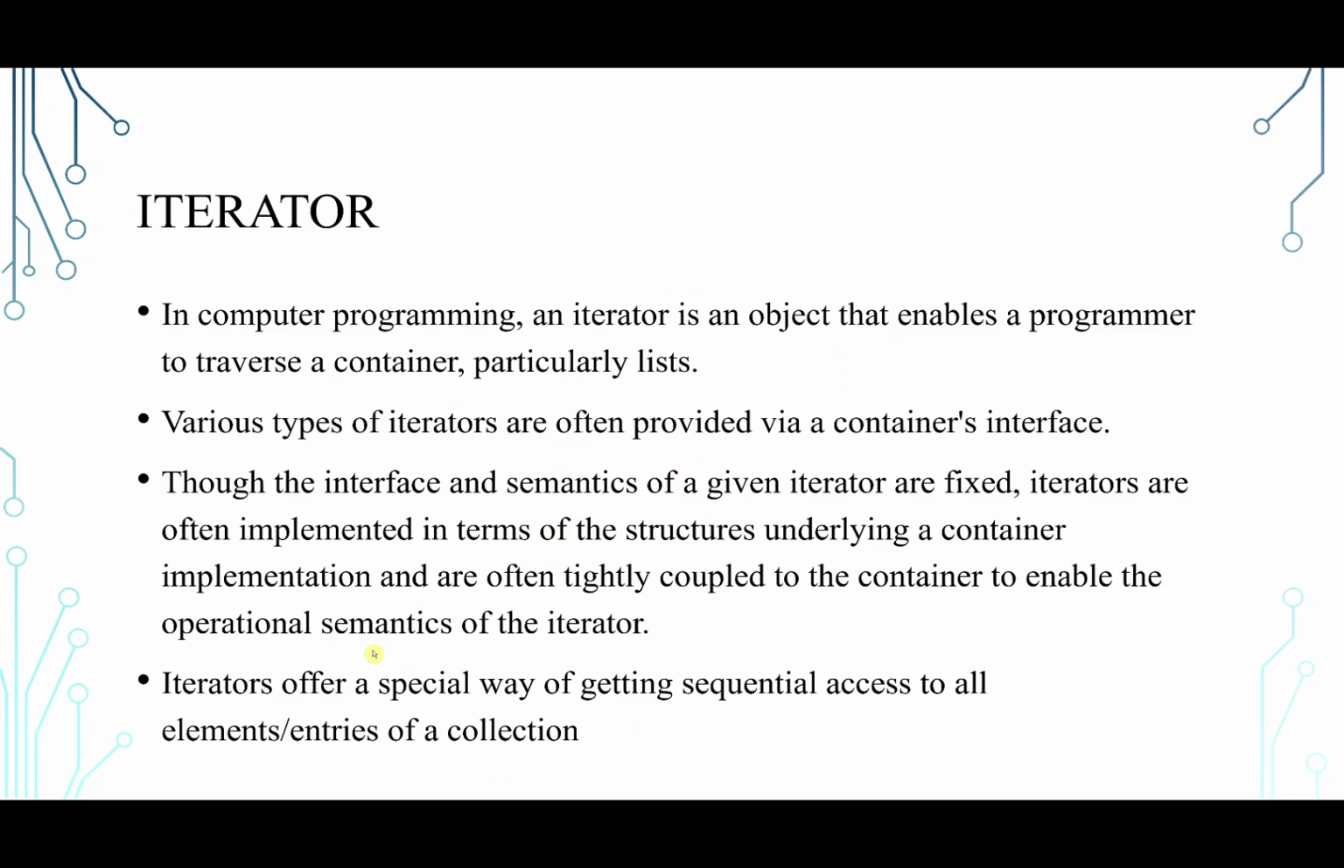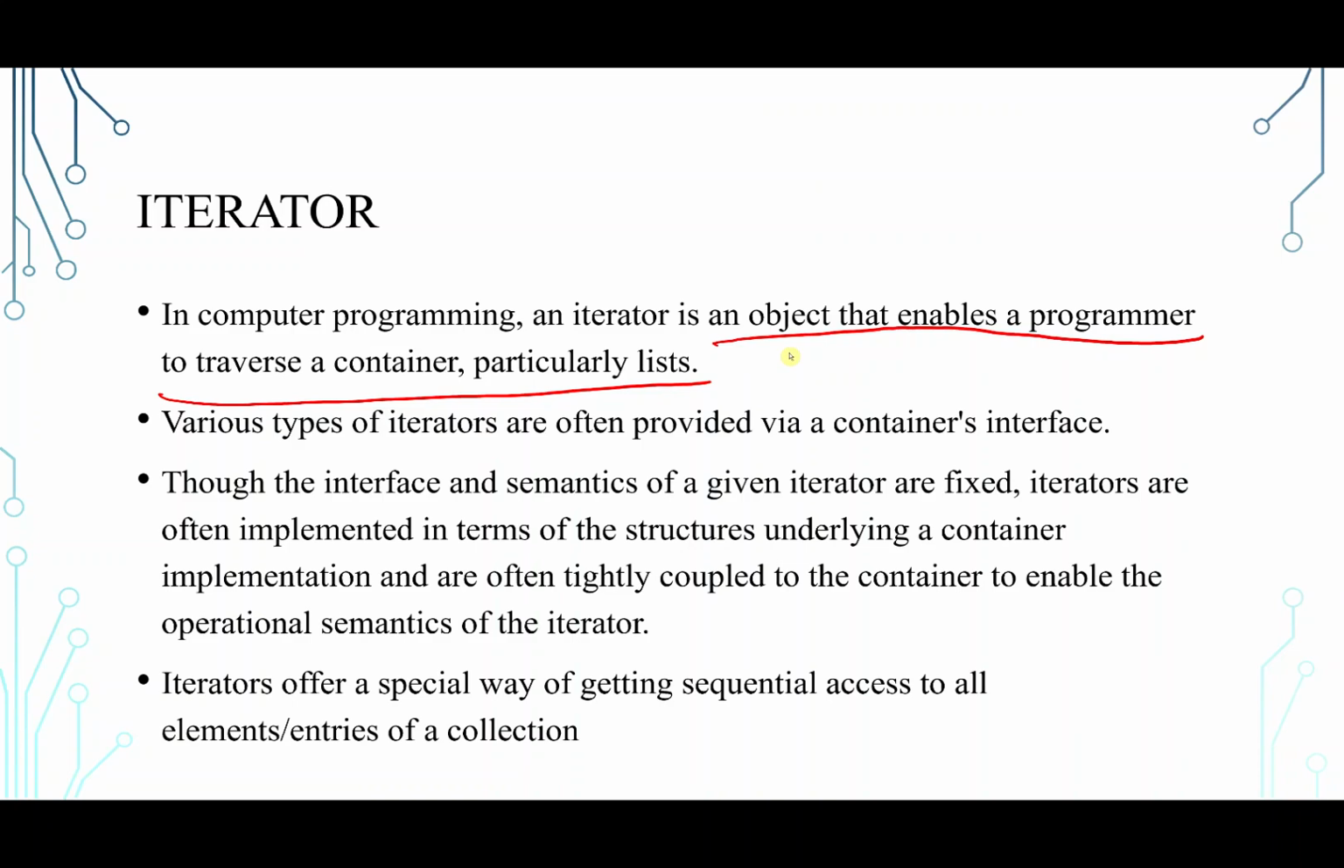So in computer programming, an iterator is an object that enables the programmer to traverse a container, particularly lists. Various types of iterators are often provided via the container's interface. Though the interface and semantics of a given iterator are fixed, iterators are often implemented in terms of the structures underlying a container implementation and are often tightly coupled to the container to enable the operational semantics of the iterator.